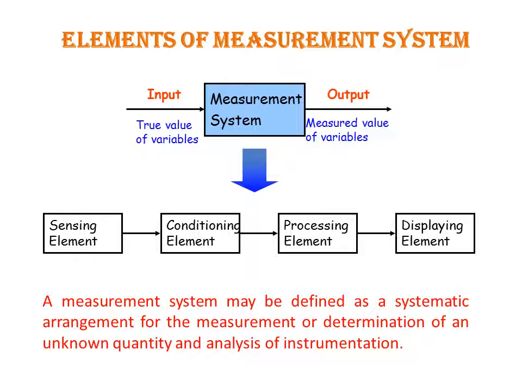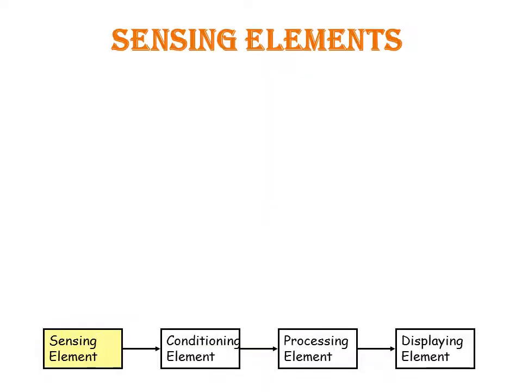Now, what is inside this measurement system? Measurement system is nothing but an arrangement for the measurement or determination of an unknown quantity and analysis of the instrumentation. As you can see in the diagram, the measurement system involves four basic blocks: sensing element, conditioning element, processing element, and displaying element. Let us see one by one in detail.